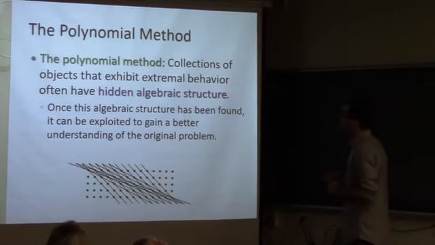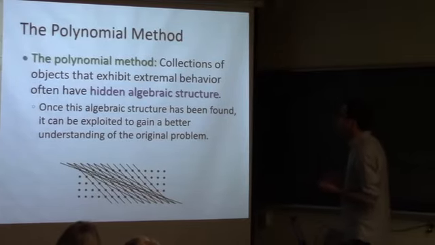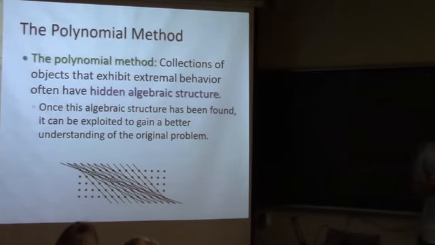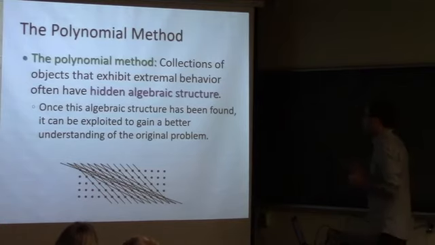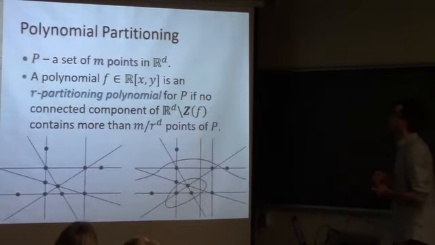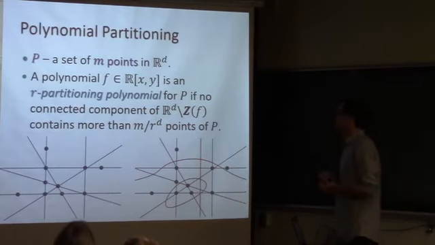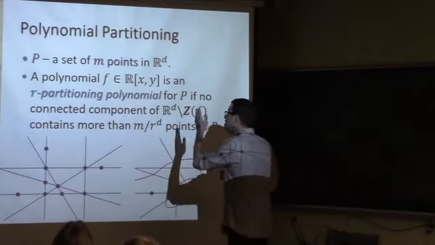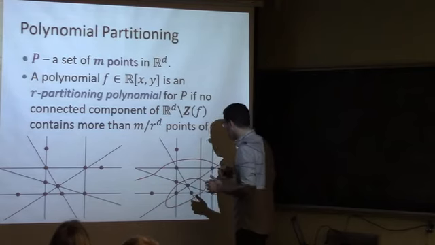And we want to study the properties of polynomials to find the structure and use it to solve the problem. So how is this done here? We're going to use something that's called polynomial partition. It tells us the following thing. Let's say we have m points in the d-dimensional space, but we're in the plane really now.